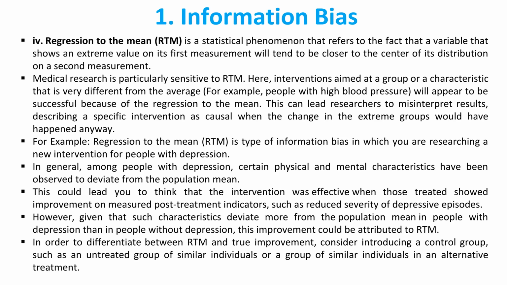For example, regression to the mean, RTM, is a type of information bias in which you are researching a new intervention for people with depression. In general, among people with depression, certain physical and mental characteristics have been observed to deviate from the population mean. This could lead you to think that the intervention was effective when those treated showed improvement on measured post-treatment indicators, such as reduced severity of depressive episodes. However, given that such characteristics deviate more from the population mean in people with depression than in people without depression, this improvement could be attributed to RTM.